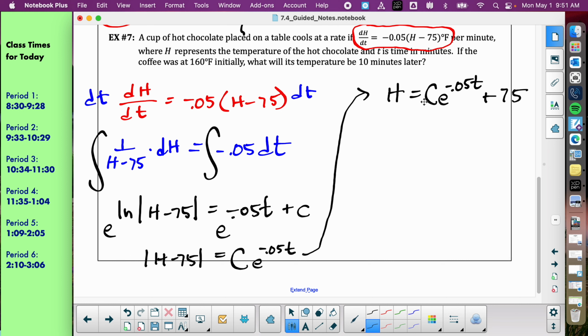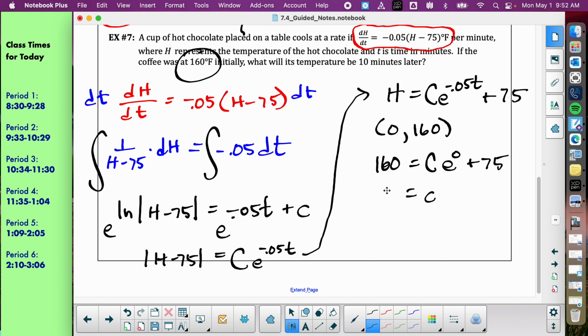So once I get here, I want to find C, which is not going to be 160. This plus 75 throws it off. I can't just put the initial amount in place of C because of the plus 75. So if I'm plugging in zero time, 160 degrees Fahrenheit for temperature, I'm going to get e to the zero, which is one, plus 75, so I'd have to subtract 75. So this is the one situation where the initial amount cannot be just put in place of C.